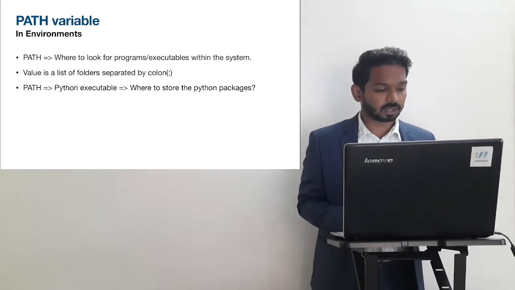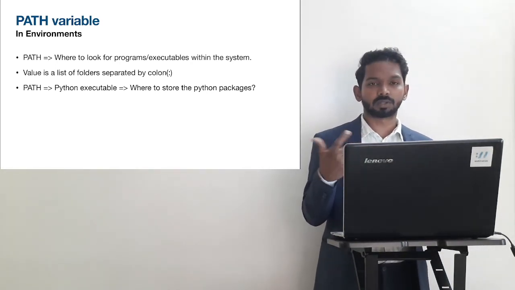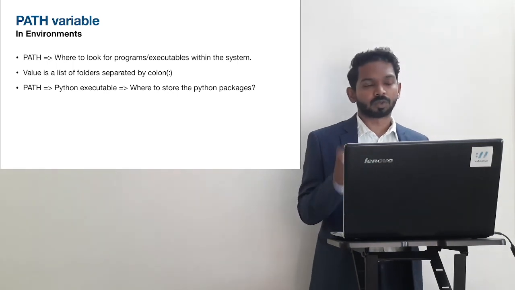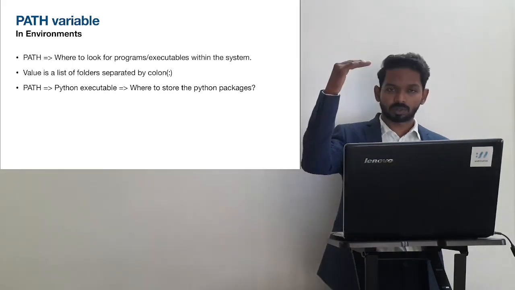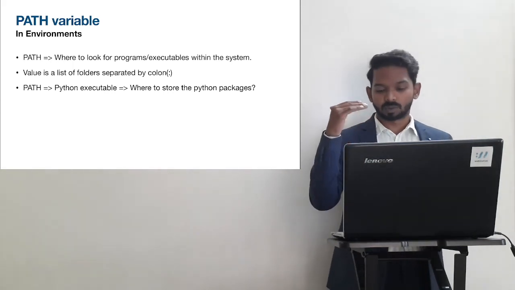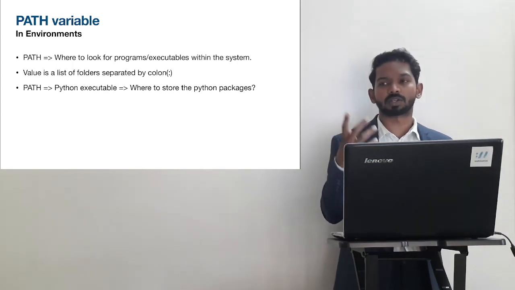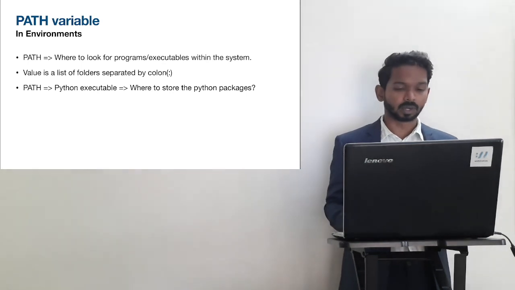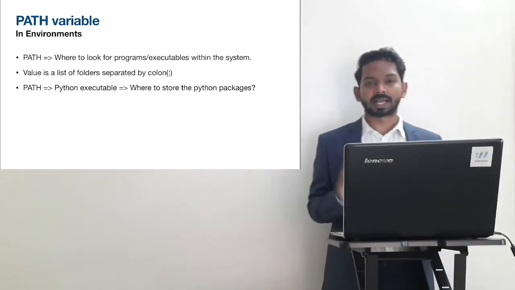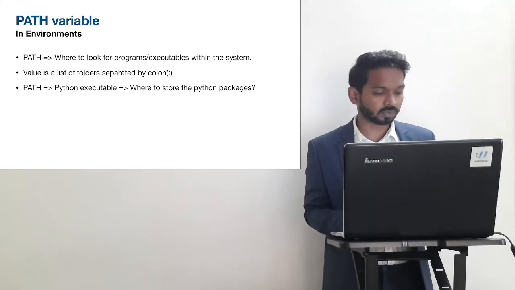So the path variable basically holds a value, which is a list of folders to look for. This path variable has a list of folders where the system goes one after the other to see, okay, these are the folders I have to look into whenever I am looking for a specific program or an executable or an interpreter. And these folders are actually separated by colon, not comma. So you have to make a note of that.